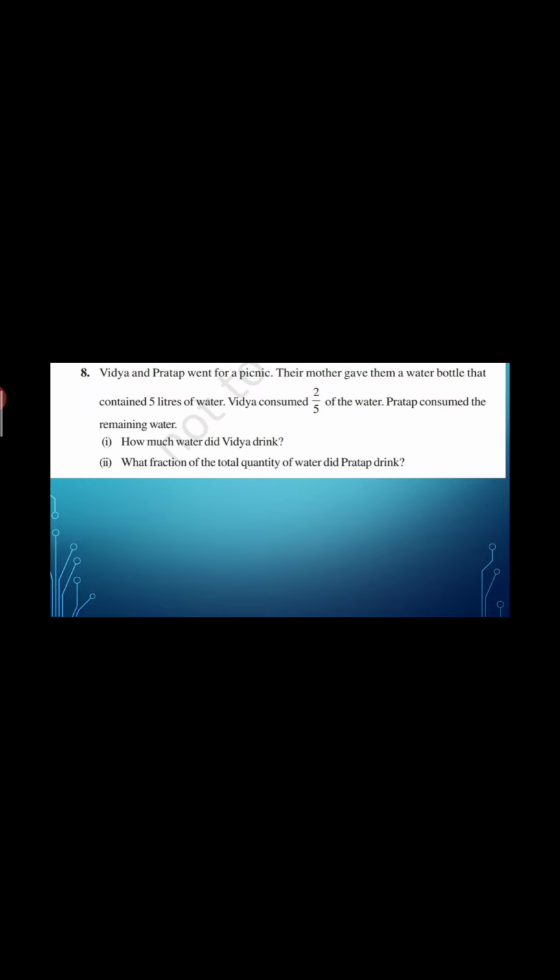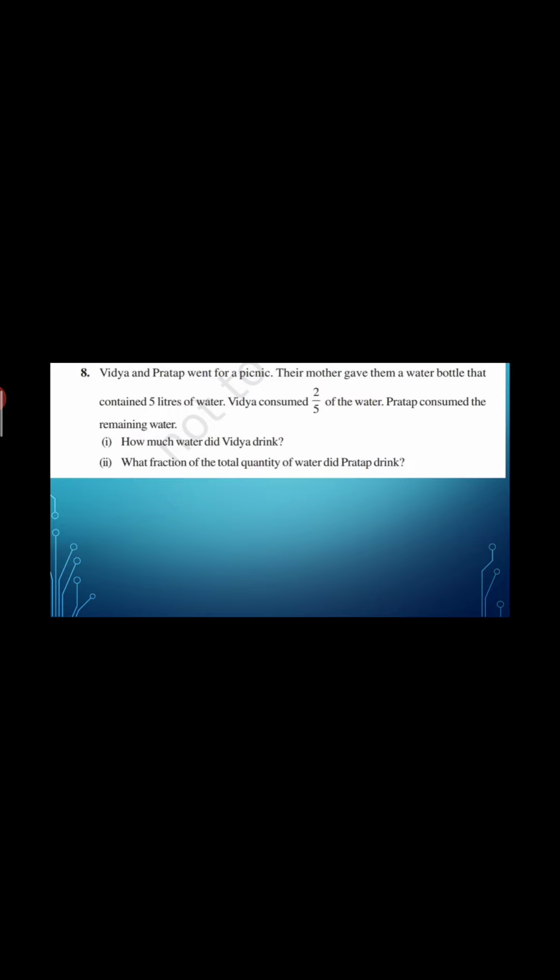Now moving on to the next question, that is question number 8. It is a statement question. Vidya and Pratap went for a picnic. Their mother gave them a water bottle that contains 5 liters of water. Okay, they have a water bottle which contains 5 liters of water. Now Vidya consumed 2 by 5 of the water.